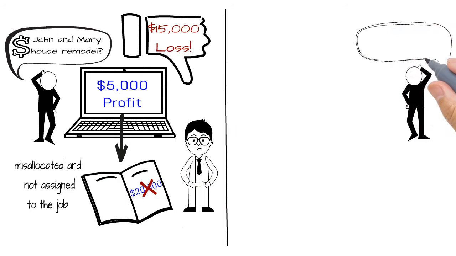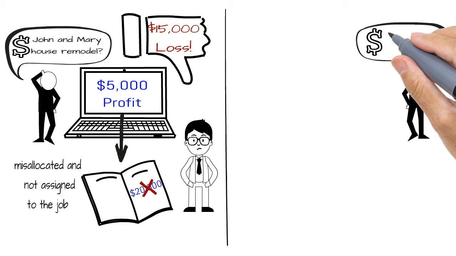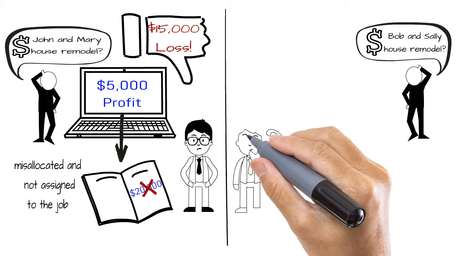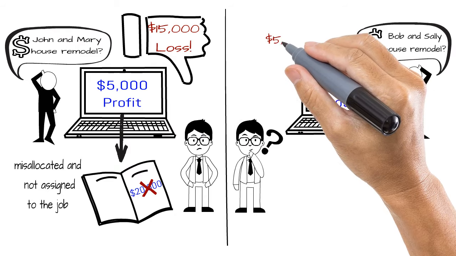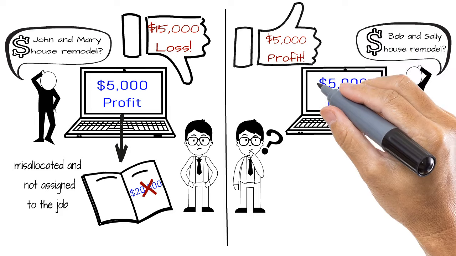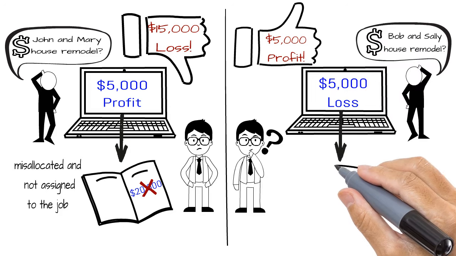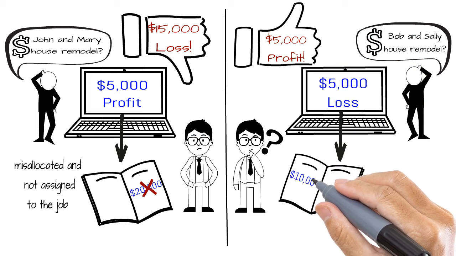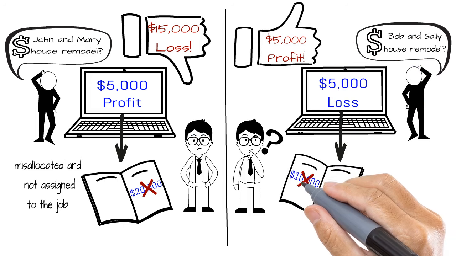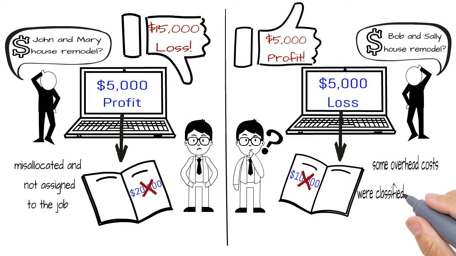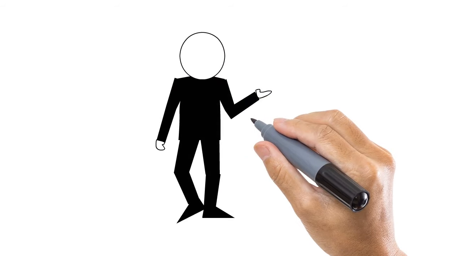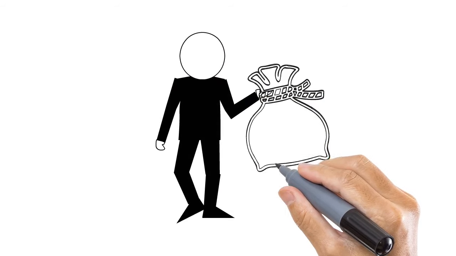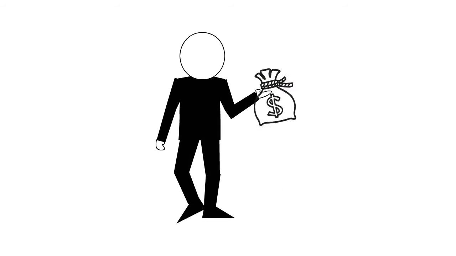Contractor B asks the bookkeeper, how much money did we make on the Bob and Sally house remodel? The bookkeeper generates a report showing a $5,000 loss, when in reality, it earned a $5,000 profit. QuickBooks setup wrong means $10,000 worth of transactions are in the wrong category. In this case, some overhead costs were classified as direct costs and assigned to the job. The inevitable result is the contractor makes bad decisions on what to bid and not to bid on, and eventually runs out of time and money.